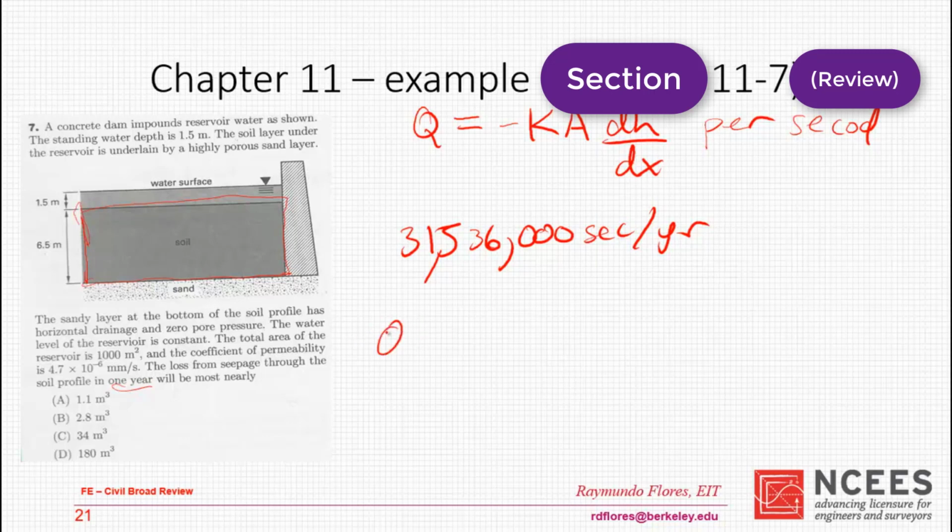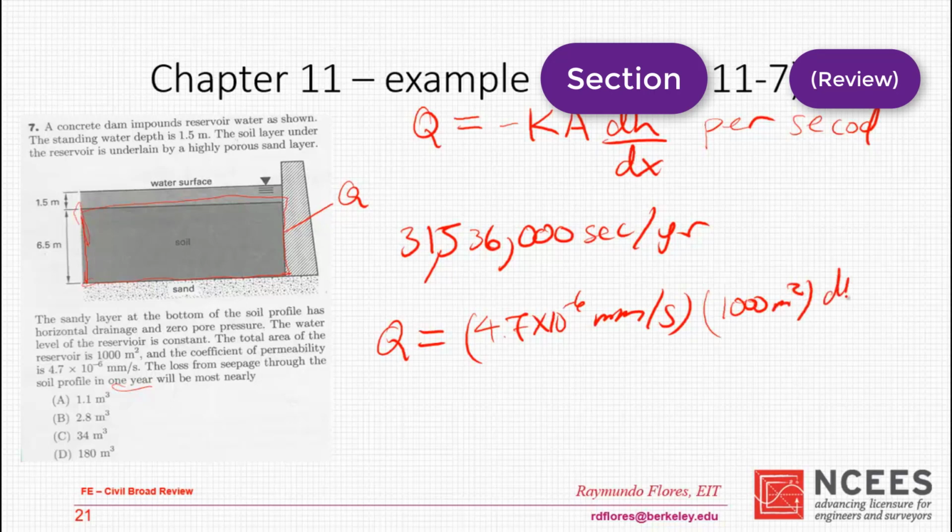So all you have to do is say Q equals, and this is our Q boundary. This is going to be 4.7 times 10 to the minus 6 millimeters. We have to be careful with units here. We have area 1,000 meters squared, and then dH over dx, and then this is just per second. I'm going to multiply everything after. So H and x are going to be the hard thing. H has to do with the difference in head between here and here. For all practical purposes, let's define our datum here.